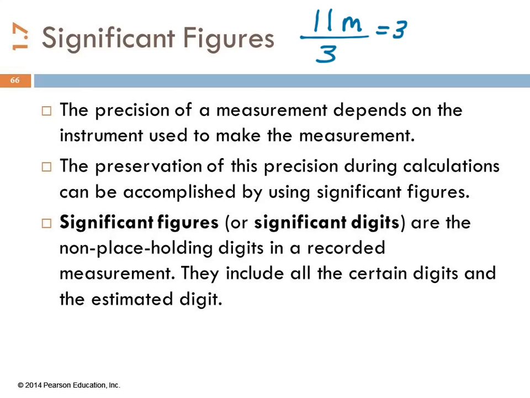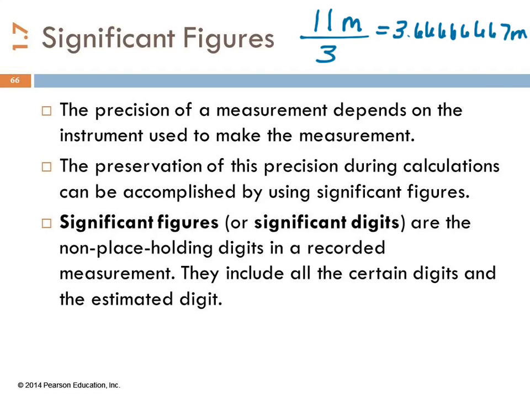Well, the calculator is going to show you this, or something like that. Does that mean that each of those 3 pieces is 3.66666667 meters long, and that the uncertainty is way over here? No, that's silly, isn't it? But that's what happens with the calculator.